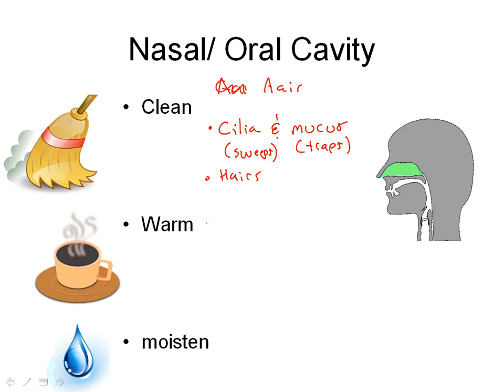It also warms, so we have blood vessels in our nose, as people know when it gets cold and their nose gets irritated and dried out. Those blood vessels rupture, and then that's when you get the nosebleeds. So these blood vessels with the warm blood flowing through them will actually warm the air. And the last one, the mucus in our nose and our mouth, will moisten the air. Okay, so we're entering here and here.